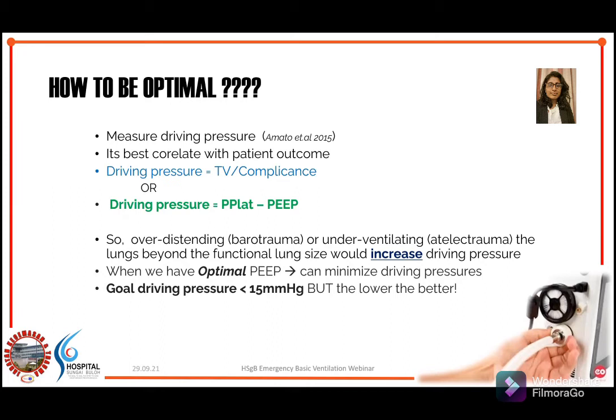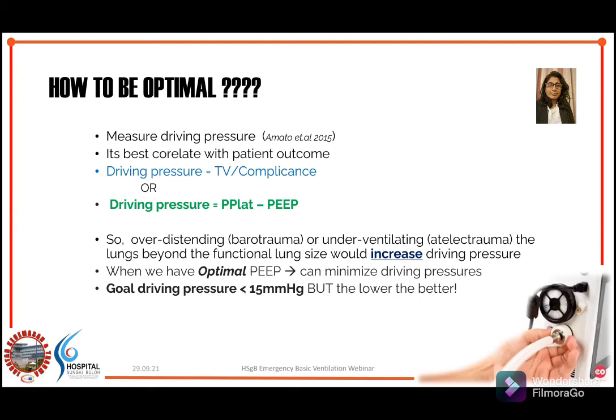So how do we get the driving pressure? The formula is driving pressure equals tidal volume divided by the compliance. So the lower the compliance, the higher the driving pressure. But in reality, it's quite difficult to measure compliance in the ventilator. So they have simplified the formula, and they came up with a new formula, which is driving pressure equals P-plateau minus the PEEP.